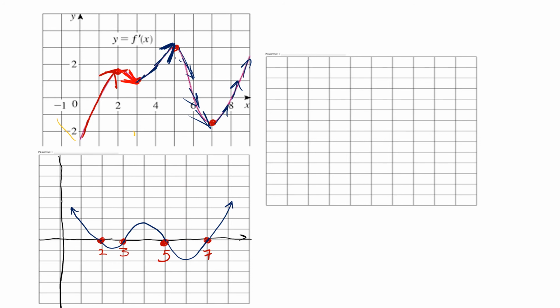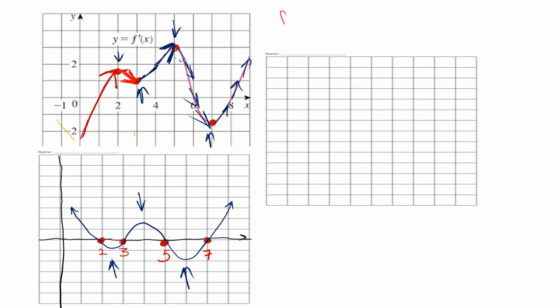So the number of turnings should be 1 less than the original function. In the original function, I had 1, 2, 3 and 4 turnings. And in my first derivative, I have 1, 2 and 3 turnings. So it means I am on the right track.